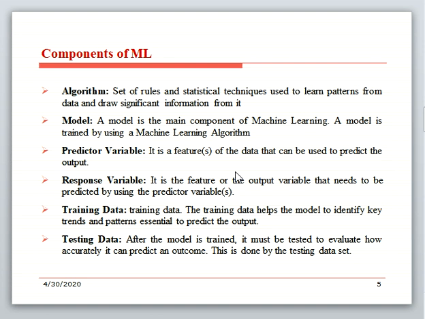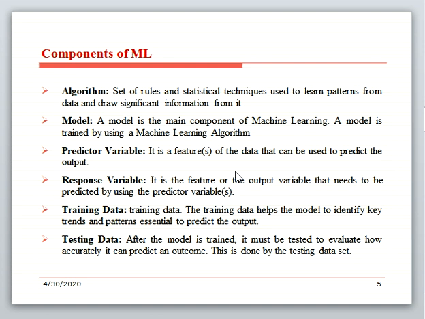Next, let me tell what the components involved in machine learning are. How are we going to do machine learning? I said I am going to train the machine, right? We train the machine through an algorithm. Through the algorithm we focus on a set of certain rules and train the machine. Then the model. A model is nothing but the computer which is trained by using the particular algorithm.